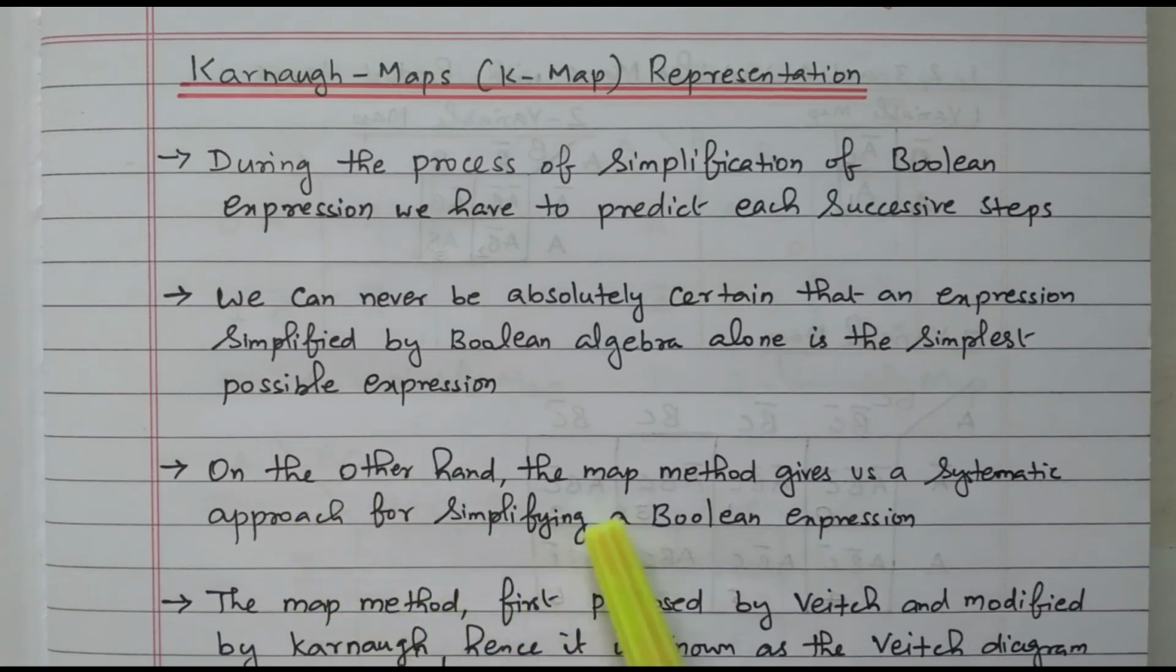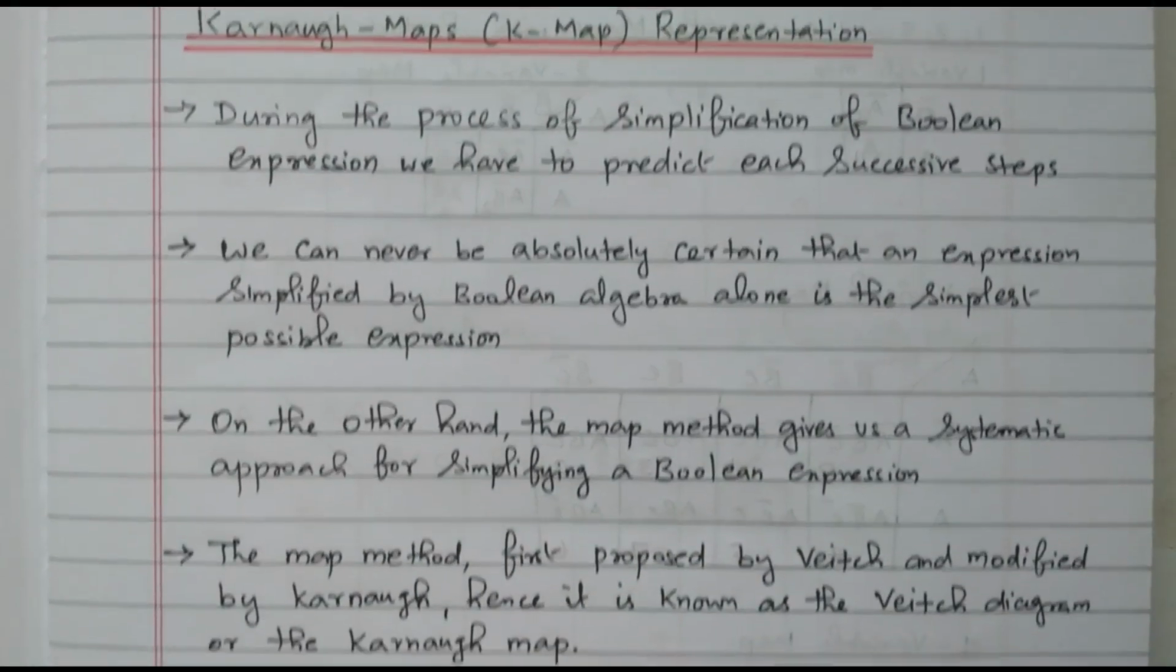On the other hand, the map method gives us a systematic approach for simplifying the Boolean expression. A certain procedure is available, a systematic approach is available, and accordingly we can simplify the Boolean expression. While going with Boolean algebra, we have to use certain properties and theorems in order to simplify. It may differ, but here the same simplest process is applied for simplifying the Boolean expression. That is the main advantage of the K-map.